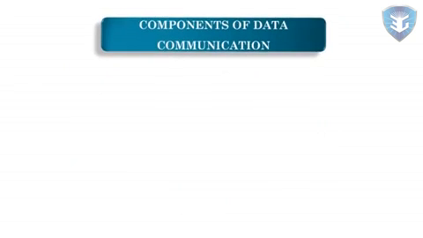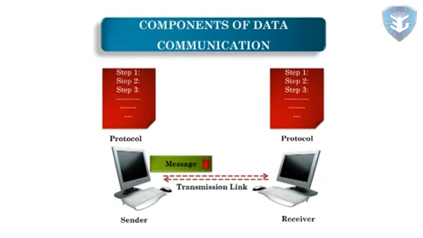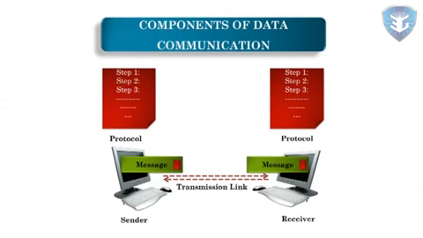Now let's study different components of data communication. There are 5 components that are associated with the data communication. They are message, which is the data to be communicated; sender, which is the device that sends the data message; receiver, the device that receives the message; transmission medium, the physical link by which a message travels; and protocols, the set of rules that governs data communication.